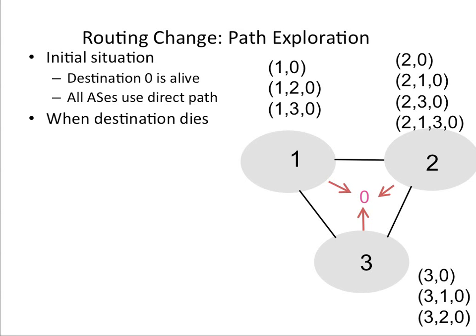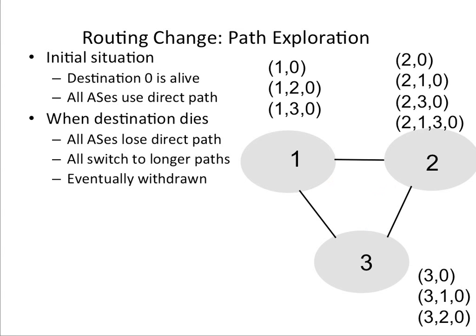So what happens when the destination dies? What is 1 going to think? They're going to think that it's their link to 0 instead. Yeah, so the nodes are going to think that the direct link is down. That's what they're going to think. And what will they do? They will withdraw the direct route because they're advertising this direct route to other nodes, right? Those links are gone.